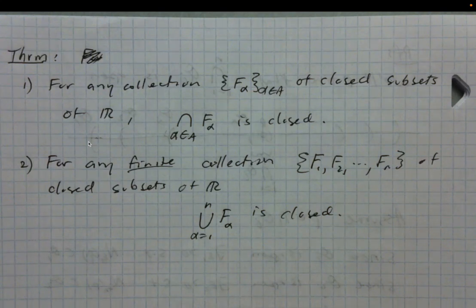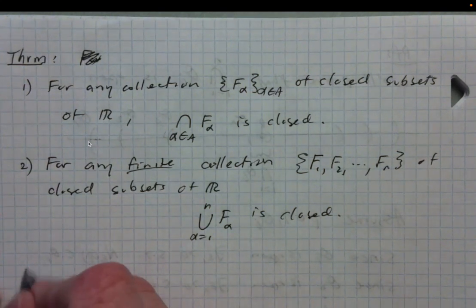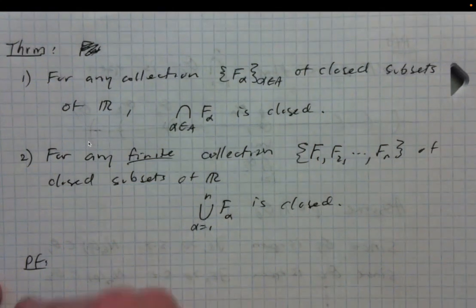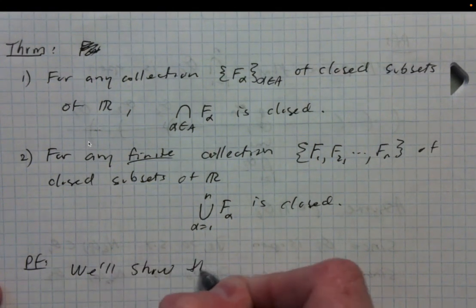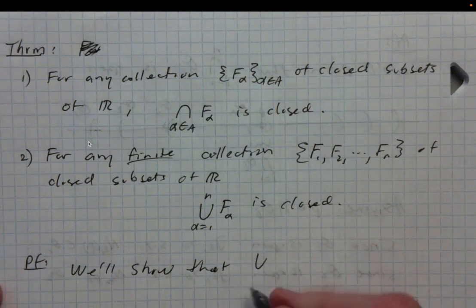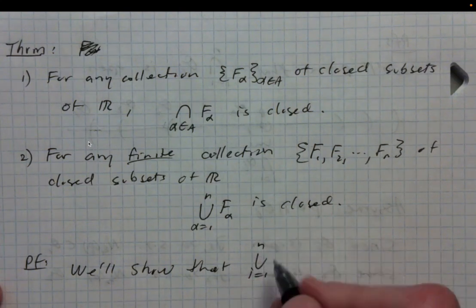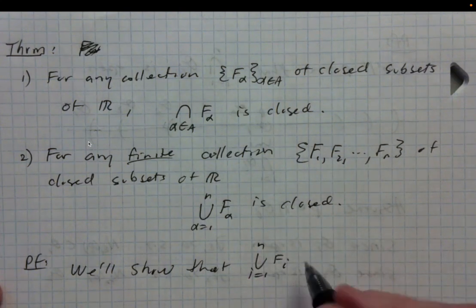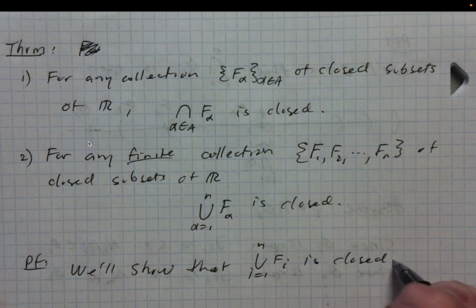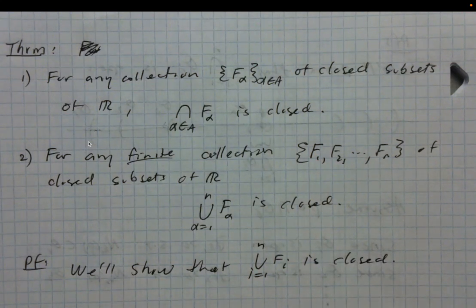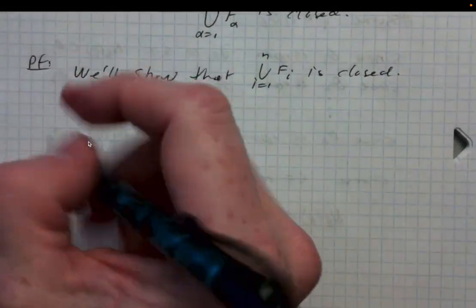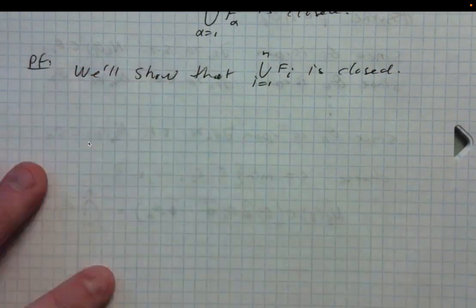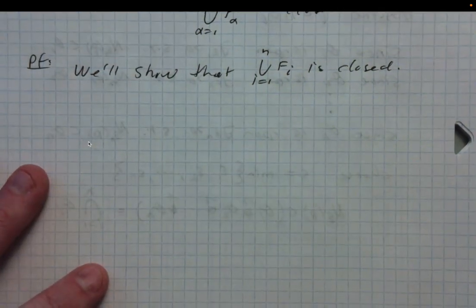And so we can, again, we'll prove this. We'll prove just one of them. We'll show that the union i equals 1 to n of F sub i is closed. Right, now how do we do that? Do we remember the definition of a closed set? Well, it's that the complement is open, right?